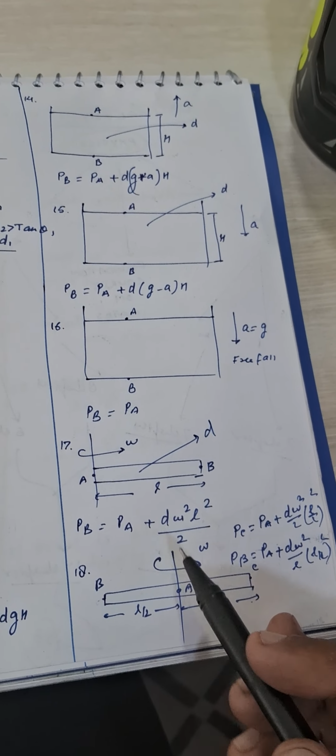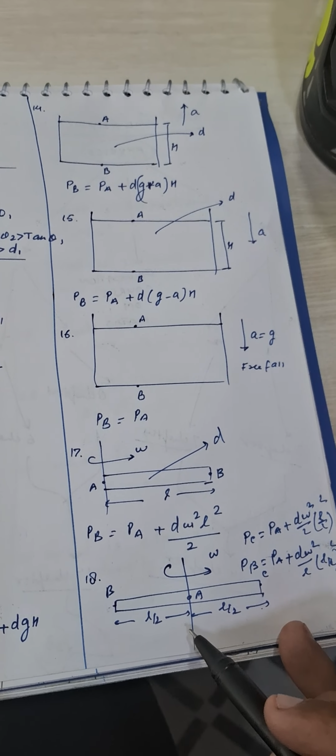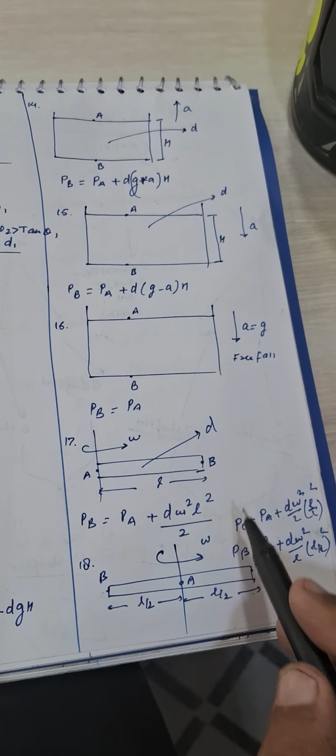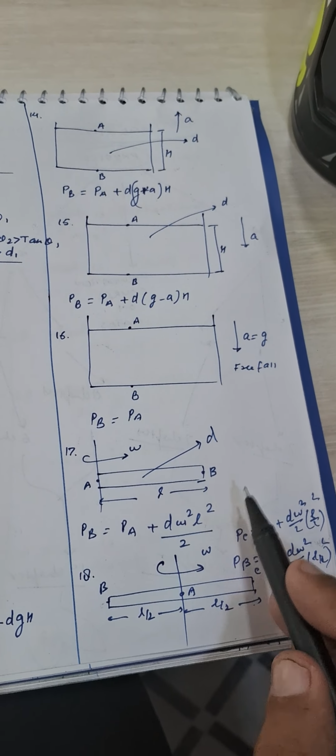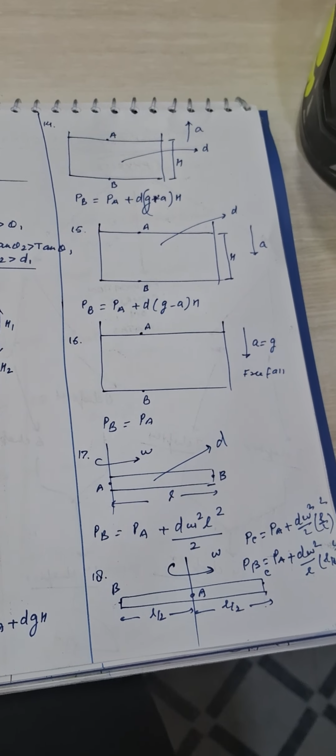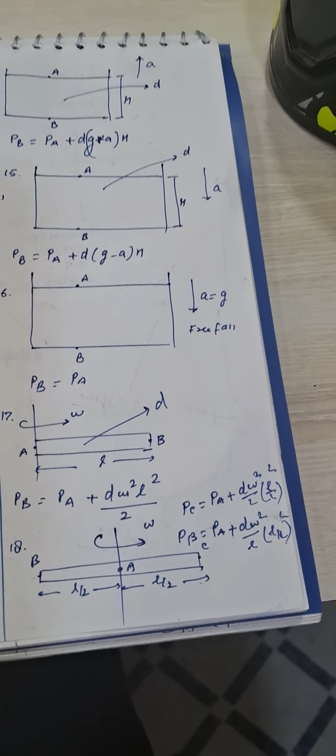Next one, now if we are rotating this about the perpendicular bisector, then we have PC and PB as equal to PA plus d omega square, where L over here will be L by 2 whole square. So in this way you can calculate the pressure. So this is basically the level 1 worksheet, which just ensures that you actually solve problems on the basis of what you are studying.